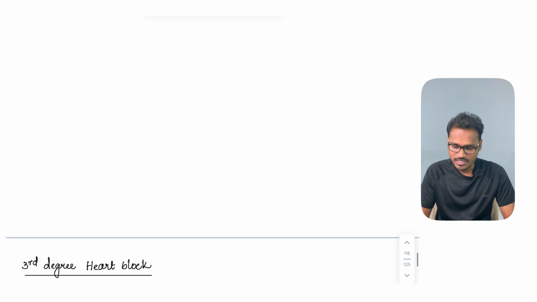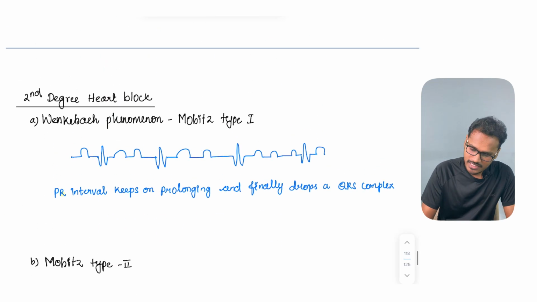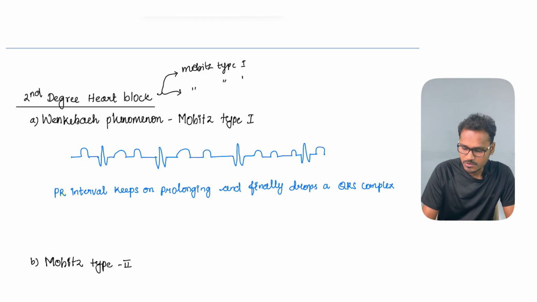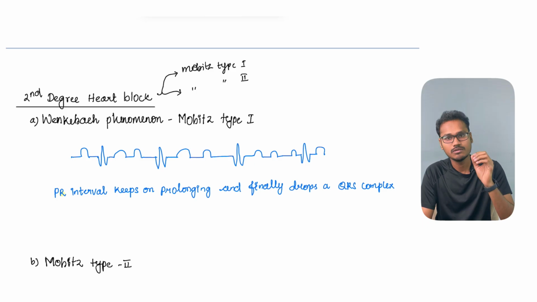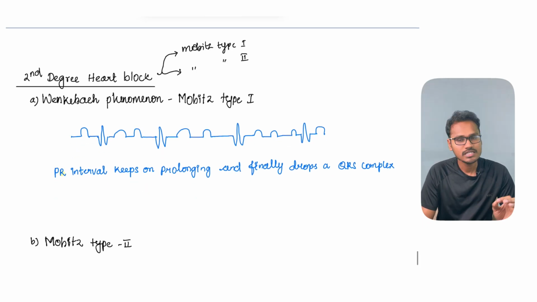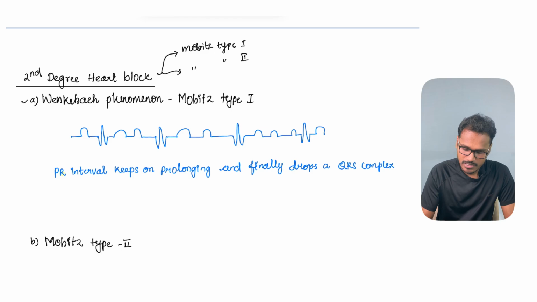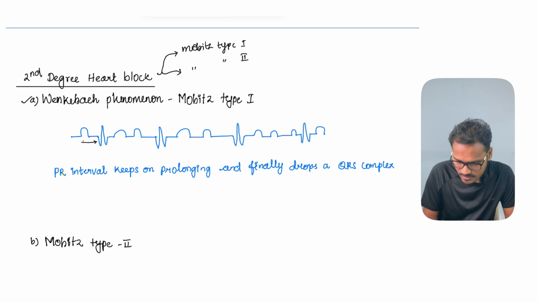Now the second degree block is somewhere in between these two. In the second degree block itself, there are 2 divisions, that is Mobitz type 1 and Mobitz type 2. So there are 2 different types in the second degree block itself. Here in Mobitz type 1, it is also called Wenckebach phenomenon. If you closely observe, there is a PR interval. So this is the PR interval, then this is the next PR interval, and next there is a P wave and we do not have a QRS complex.